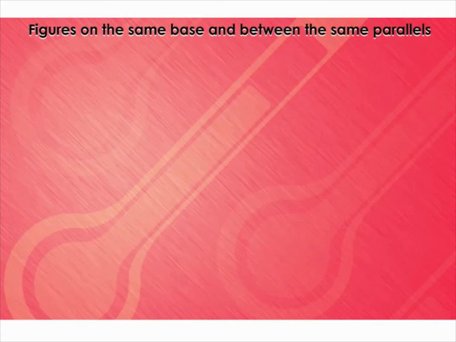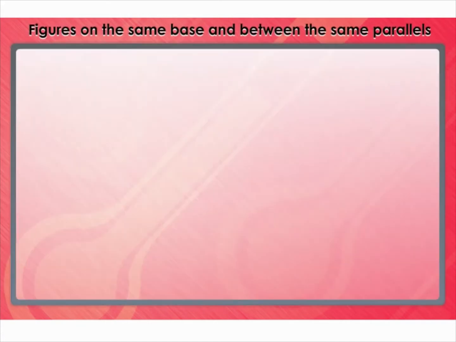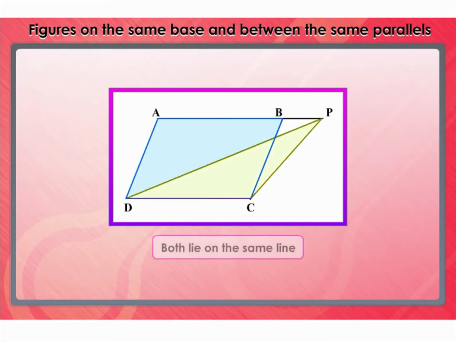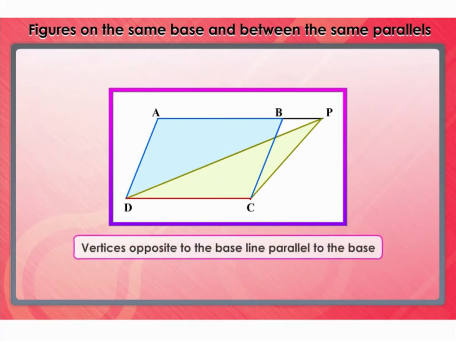Figures on the same base and between the same parallels. Let's look at the figure shown here. In this figure, we have a parallelogram ABCD and a triangle PDC. Both the parallelogram and the triangle lie on the same base DC. Also, the vertices A, B, and P that are opposite to the base DC lie on the line AP. Line AP is parallel to the base DC. Here, these two lines are called parallels.